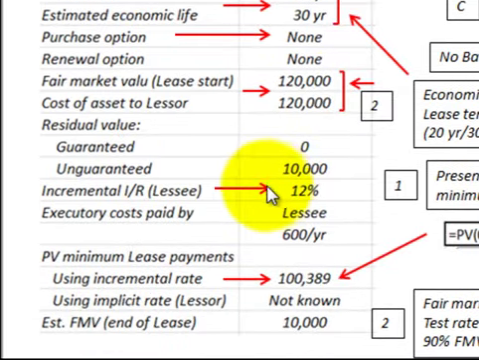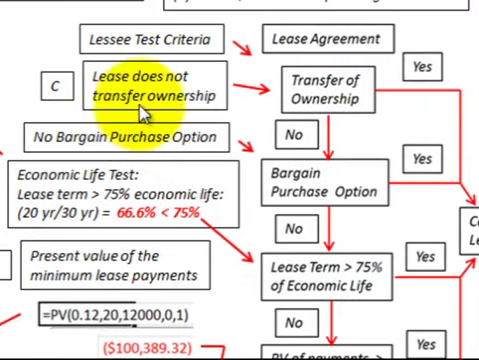Next would be the incremental borrowing rate for the lessee, and that's 12%. We're going to determine the present value of the minimum lease payments using that incremental rate, and we're going to determine it to be $100,389. So now let's go up and do our testing.